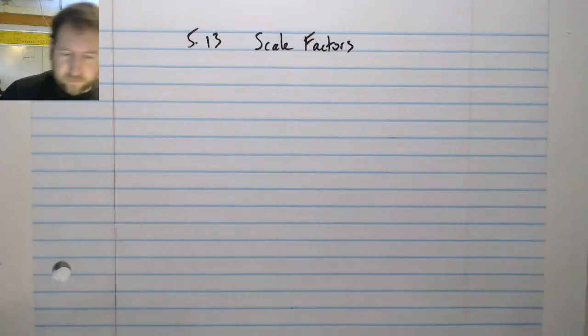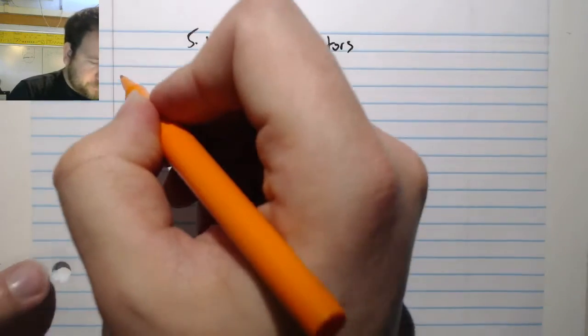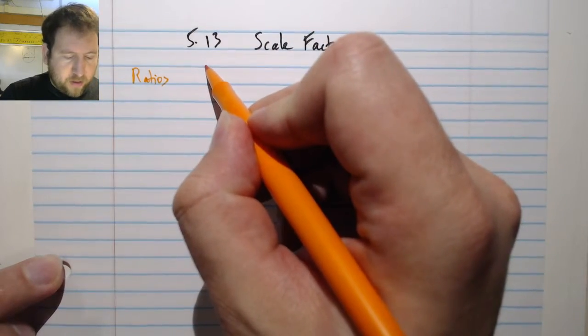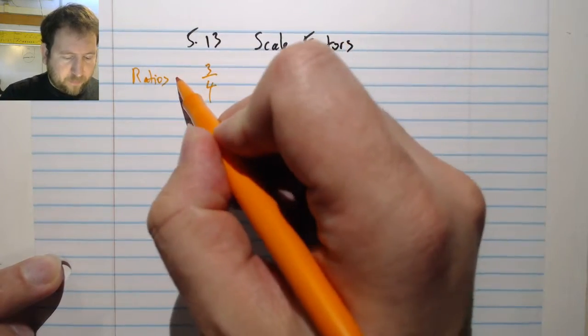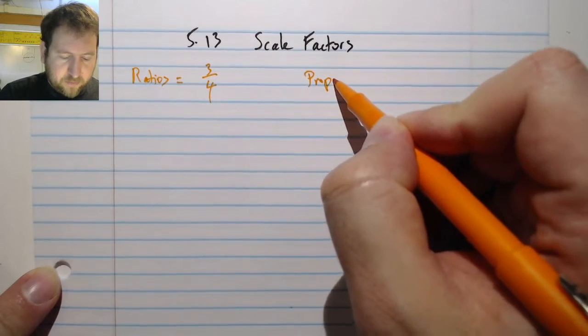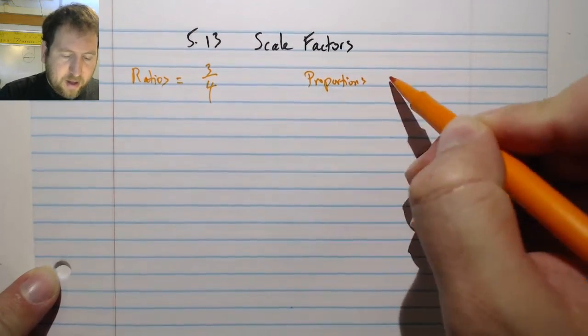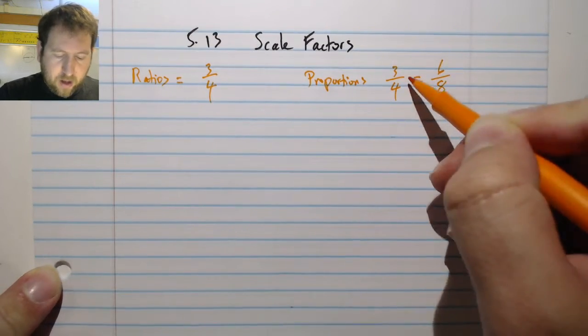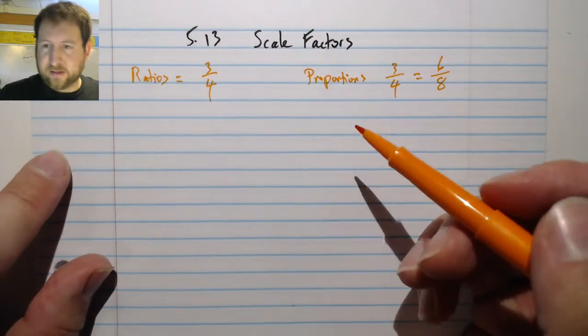So recall again that we have ratios, and they compare two quantities, 3 to 4. And then we discovered that we also had proportions. And they set things equal to each other. 3 to 4 is equal to 6 to 8.